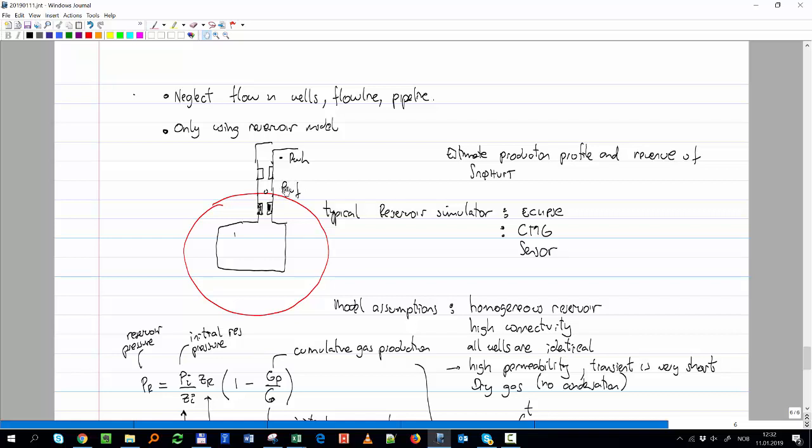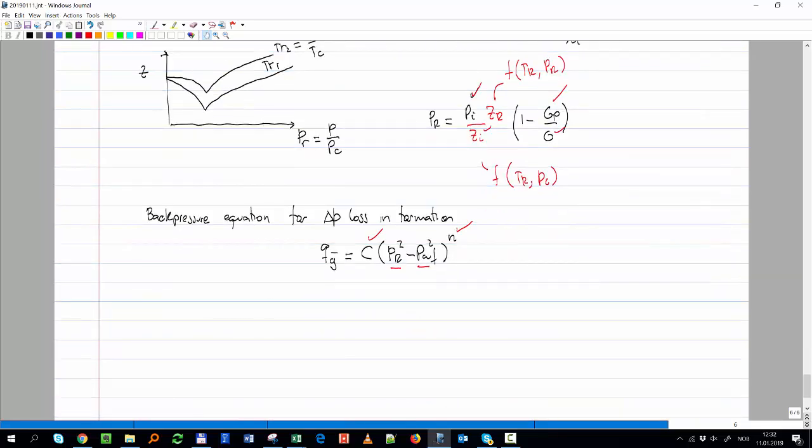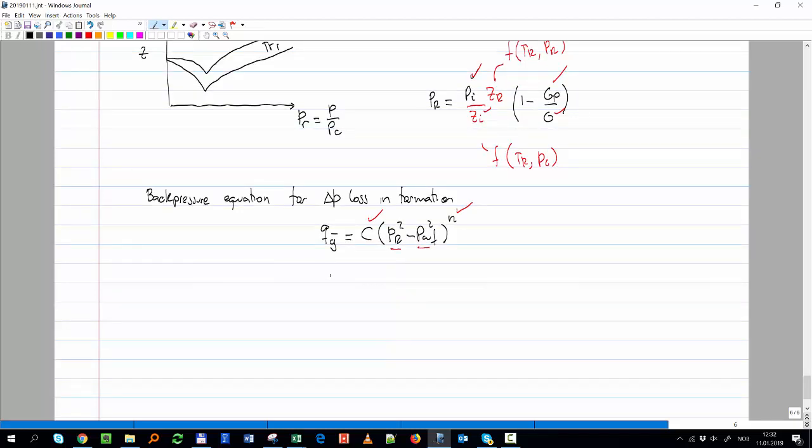Yes, so think about it, that is the way we are going to control. Our control element, or our control variable, let's call it that way, will be PWF. Just because of the constraint, we don't have the choke in our model. We just have the tank and we just have this restriction.